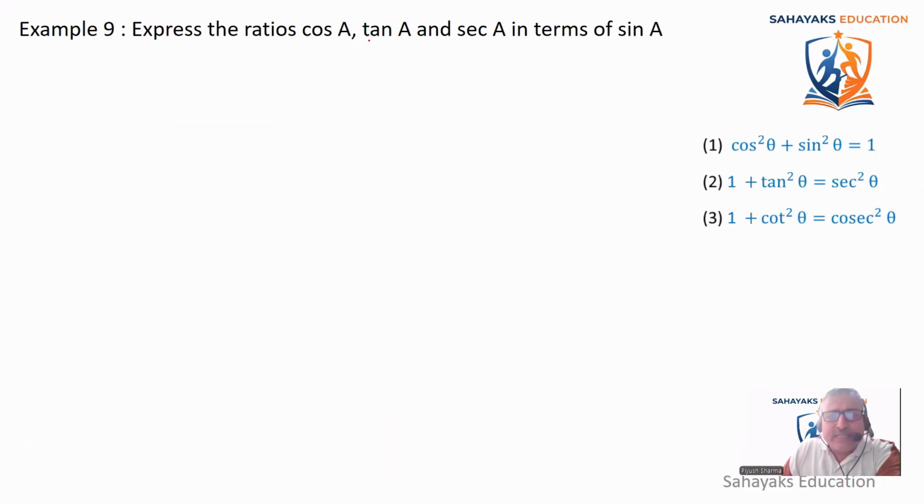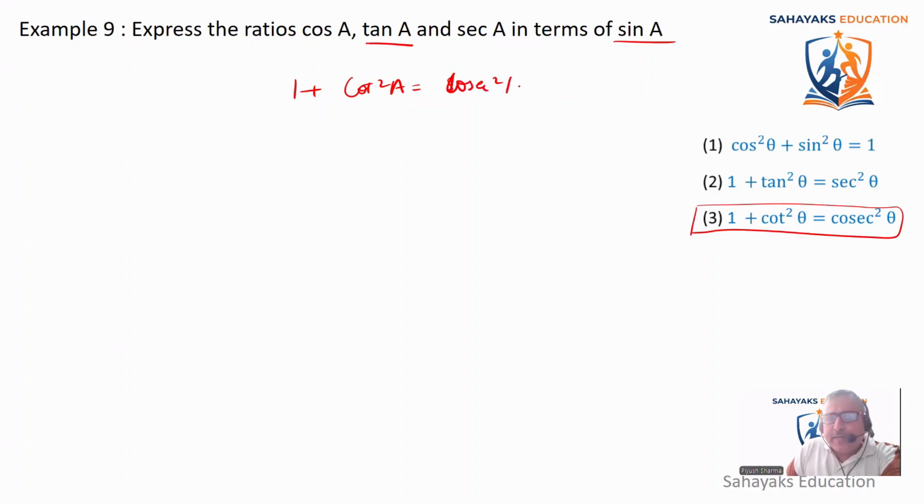Coming to the next part, we have to express the ratio tan A in terms of sin A. We can use any of the identities, but let's take this one; I felt this one will be easier. So 1 plus cot square A is equal to cosec square A, right? We know that cot square A is 1 divided by tan square A.